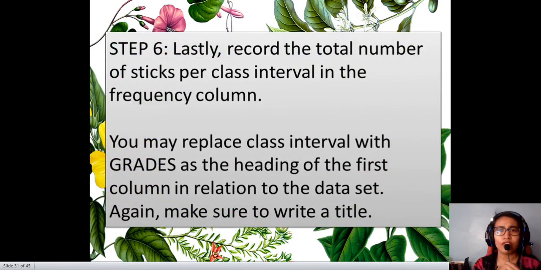For step 6, of course, we will record the total number of sticks per class interval in the frequency column. You may also replace your class interval with grades. You will write it as "Grades" as the heading of your first column, because we all know that we're talking about the grades in relation to the data set. Then don't forget to write a title for your frequency distribution. So this is how it looks.